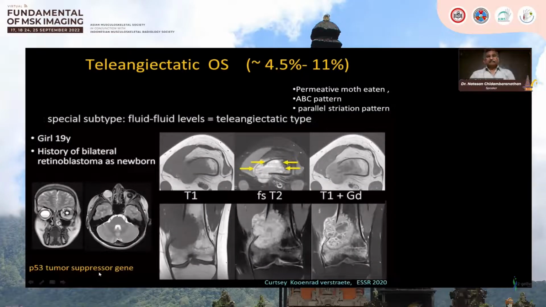Telangiectatic variety of osteosarcoma is more high grade. It is more of a permeative nature, with a high grade and a lot of hemorrhagic component, often mistaken as ABC, or parallel striation patterns can occur. This can show various fluid levels, and can be associated sometimes with retinoblastoma, particularly the P53 tumor suppressor gene. It accounts for about 4 to 11% of the cases. So telangiectatic osteosarcoma will be more purely lytic with the fluid level.